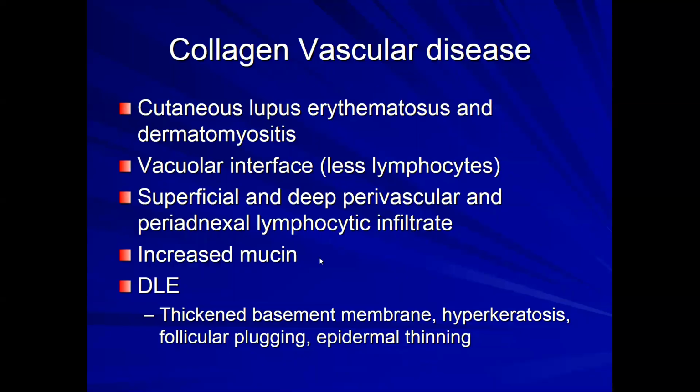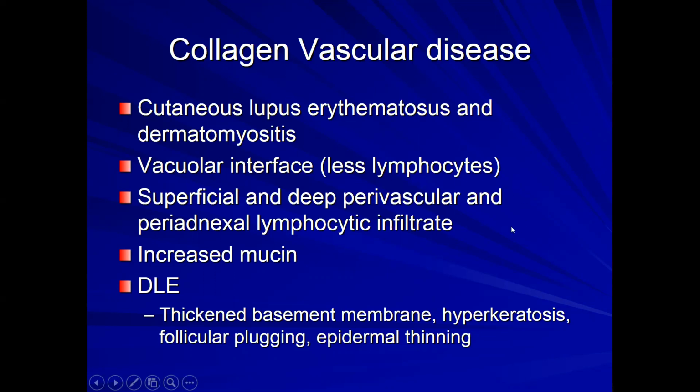Okay, so the third one in our big three is a collagen vascular disease. So if we don't see a lot of eosinophils, and we do see increased mucin, we would think possibly of a collagen vascular disease. Now, it can be very vacuolar, meaning very few lymphocytes, or it could be dense and lichenoid. There's a range on this. The main entities we think about most are lupus and dermatomyositis.